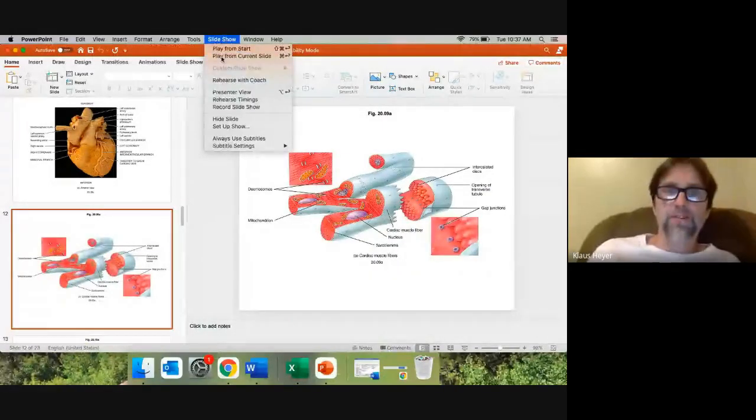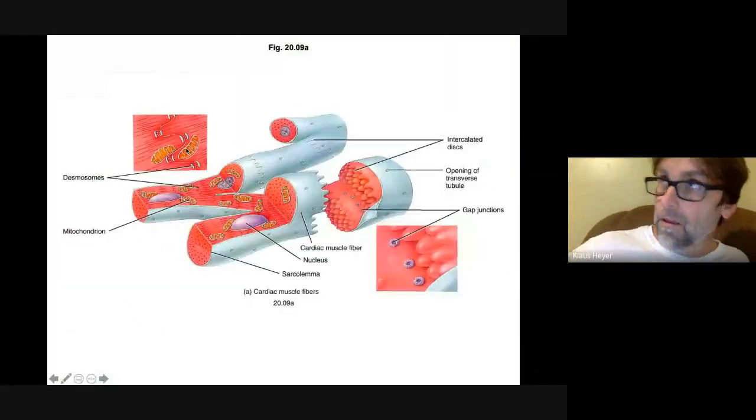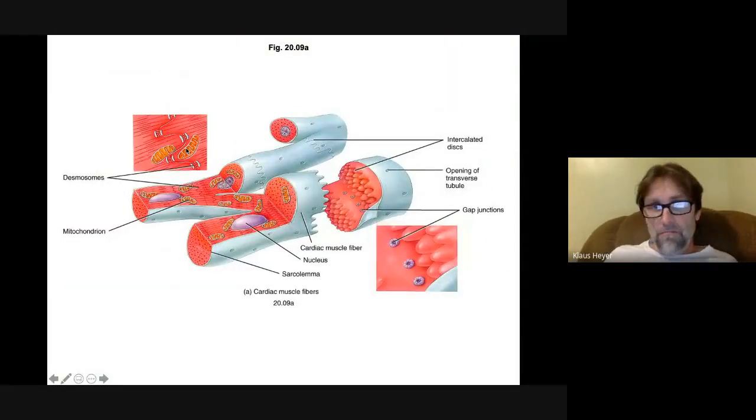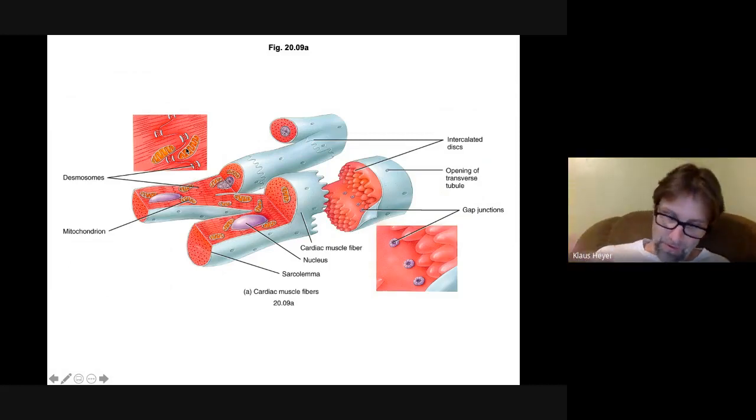Right, so now we're in the physiology part. The heart is a muscle. If you remember, there's three types of muscles: smooth, cardiac, and skeletal. Cardiac muscle is kind of like skeletal muscle, but there are some key differences. One being that cardiac muscle is involuntary, whereas skeletal muscle is voluntary.